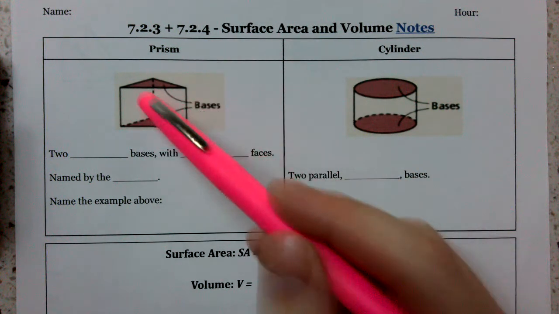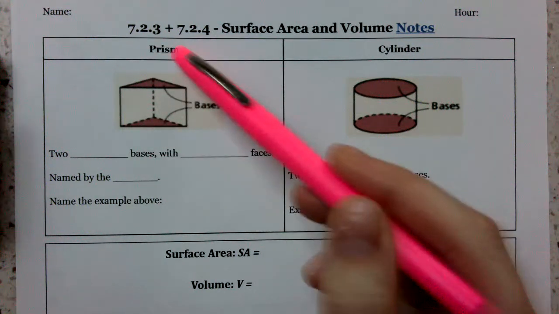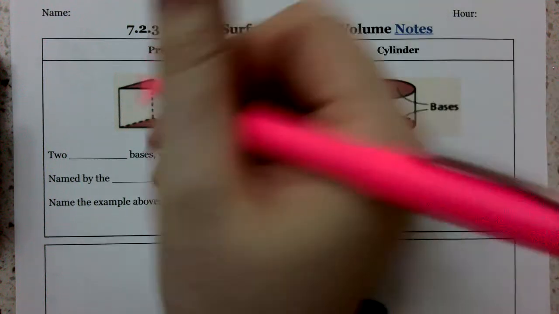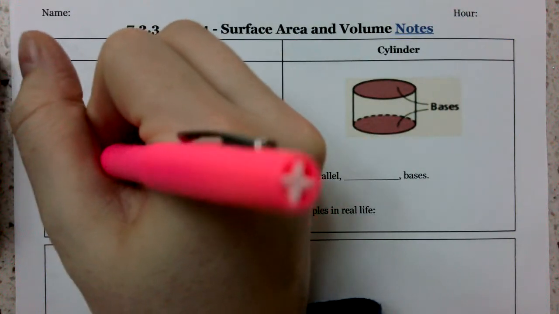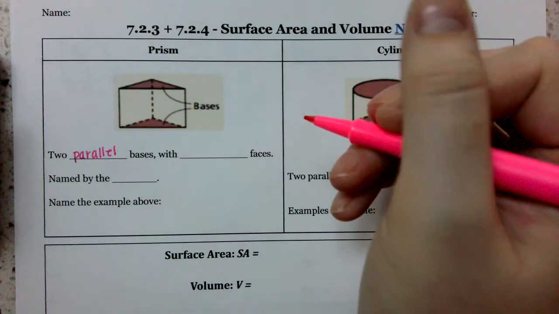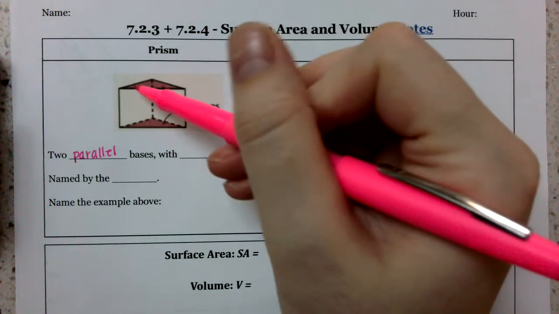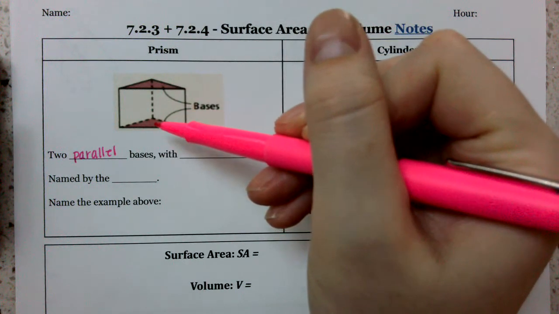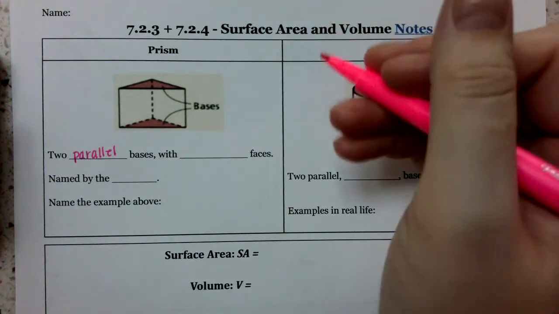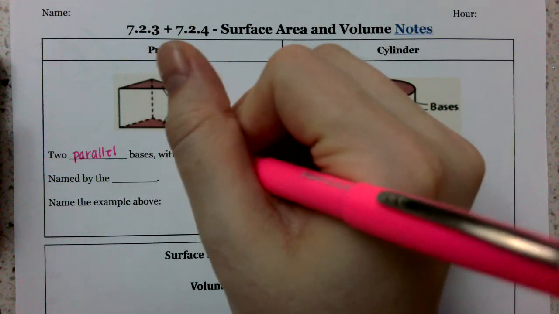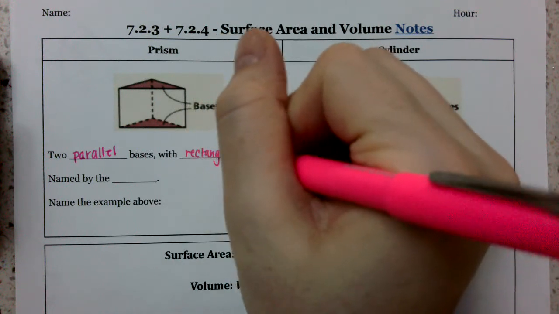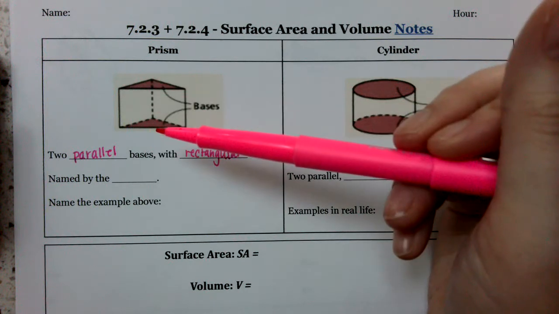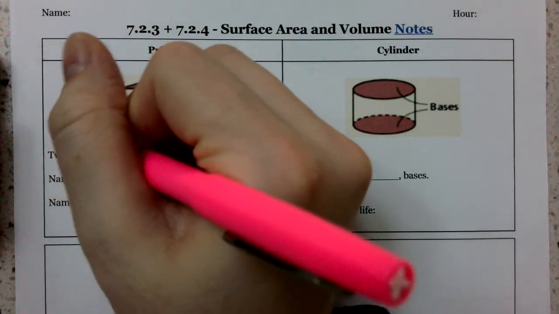So we're going to start by talking about two types of 3D figures, prisms and cylinders. Prisms have two parallel bases. You can see the ones in red are parallel to each other. Imagine the floor and the ceiling. The base can be any shape as long as they match. So I'm going to add equal parallel bases.